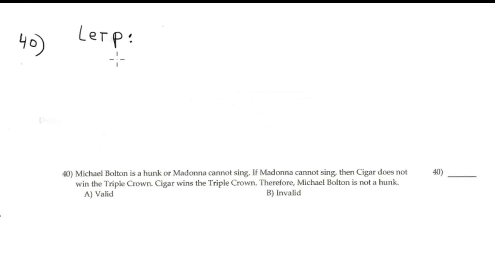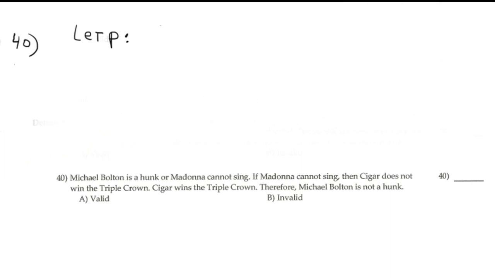Okay, 40 again is a word problem. Again, we need to define the most important statements inside the word problem. Let's see. For example, the first statement is Mike Bolton is a hawk. Okay, let's copy that. Mike Bolton is a hawk.